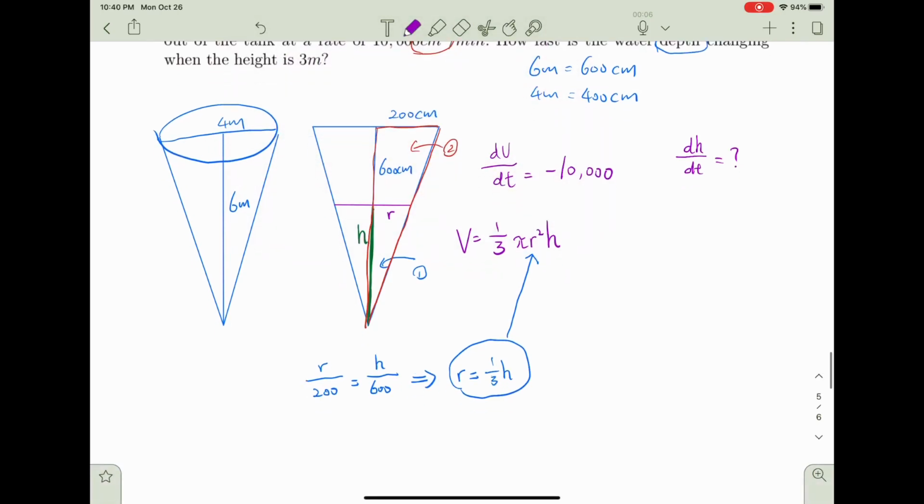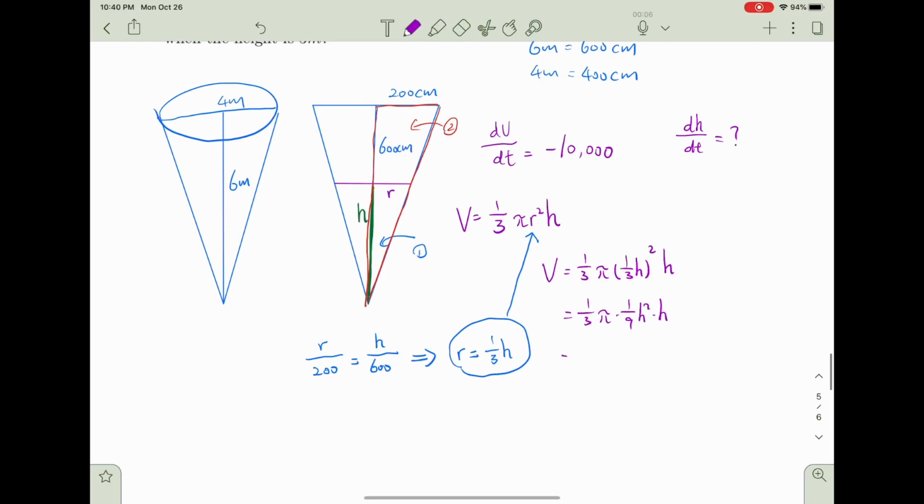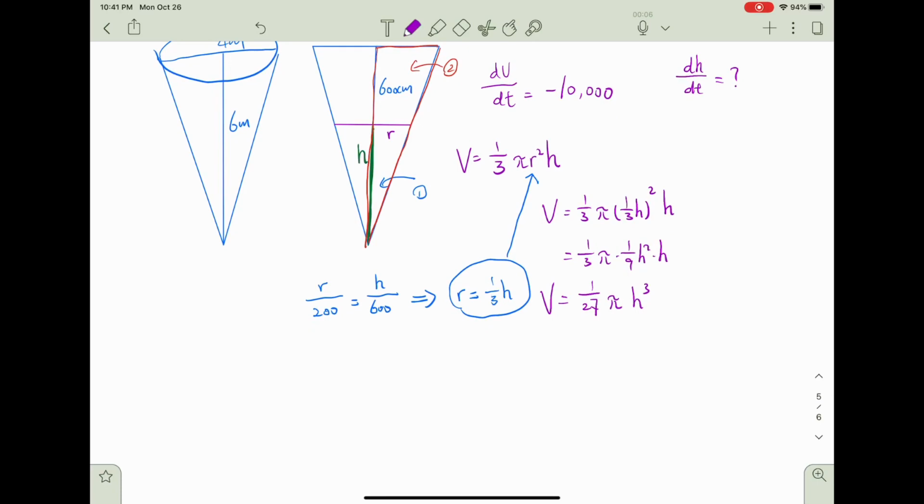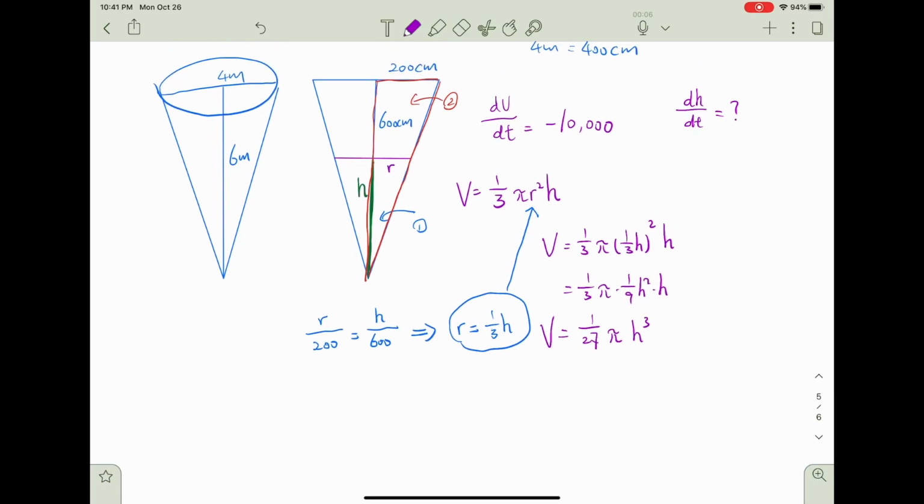So we have V equal to 1/3 pi r squared h, where r is this thing squared. We simplify because we are going to use it. So it's 1/9 h squared times h, and finally we have 1/27 pi h to the third. This is the volume. After having this, that is the relationship between the volume and the height, or you say the depth.